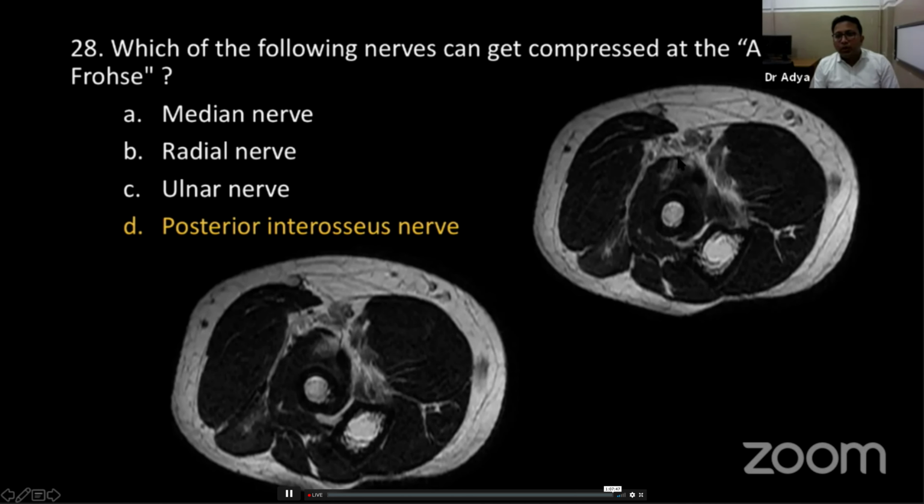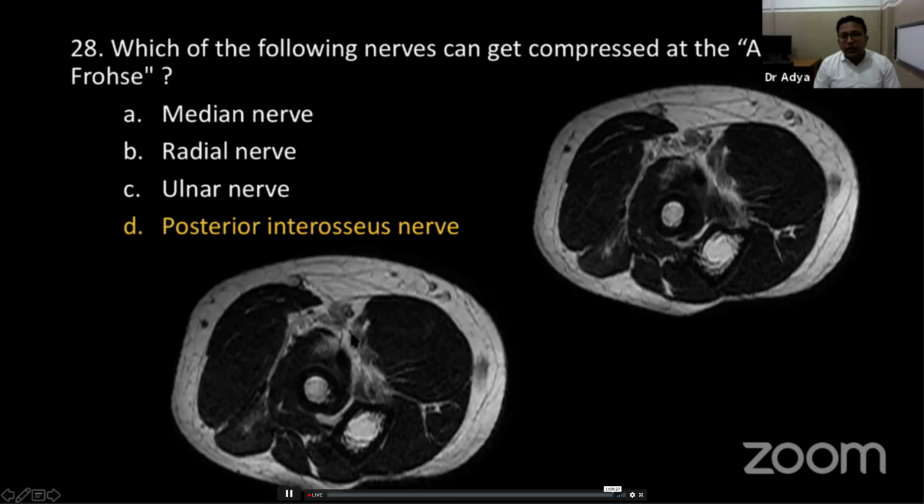Now, this is the radial nerve, and between this muscle is the brachioradialis and this is the supinator. So the radial nerve gives one deep branch, which is known as the posterior interosseous nerve, which goes between the two heads of the supinator muscle, and this can get compressed here. This structure is known as the arcade of Frohse, which compresses this posterior interosseous nerve, leading to PIN syndrome.